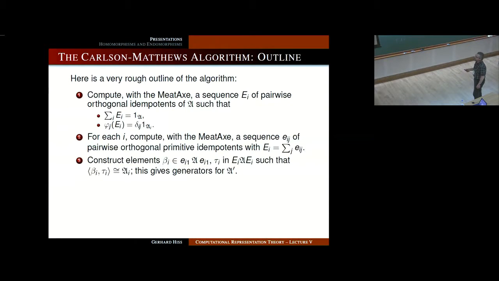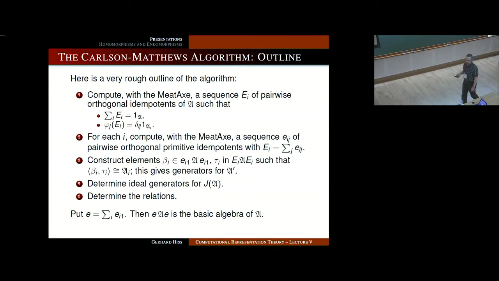So I'm not going to tell you how this works in detail. It's much too complicated. The only thing I'm going to tell you is how the first step is achieved, because that's the easiest one. Then ideal generators for the Jacobson radical are determined. The relations are determined from the computations.